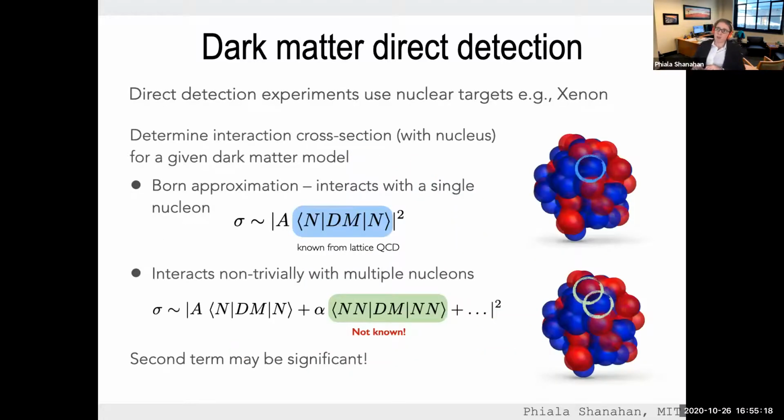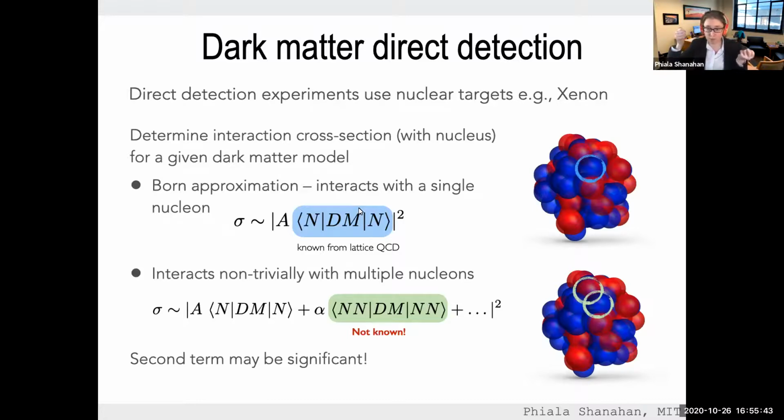So the simplest way to do this is to assume a Born approximation. That is, the dark matter interacts with a single proton or neutron in the nucleus at once, right? Then the interaction cross-section is just the cross-section for interaction with a proton or neutron scaled up by the number of protons and neutrons, right? And this here, the interaction of dark matter with a proton, is something we can calculate very precisely from lattice field theory, right?